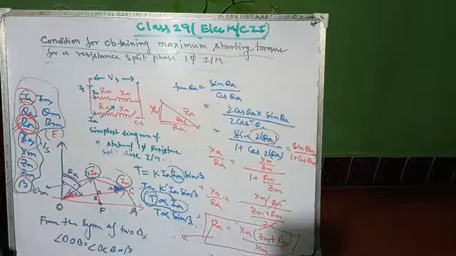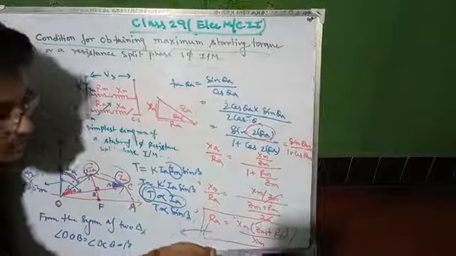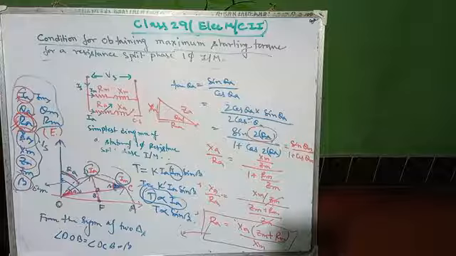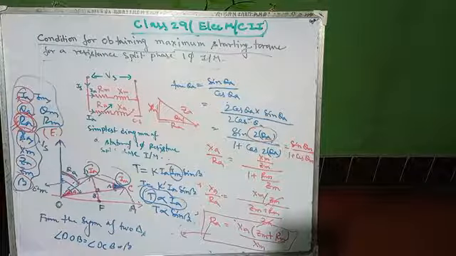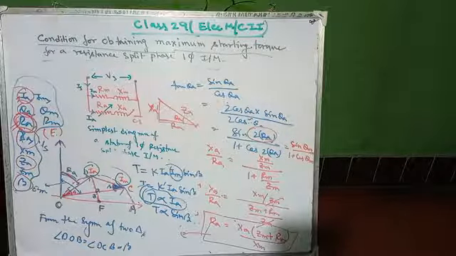So for generating the maximum starting torque, we should apply RA, which will be equal to XA into ZM plus RM divided by XM, okay? It will be your answer. So this is all about the theory, the condition for obtaining maximum starting torque for a resistance split phase induction motor, and this theory is very important for your exam purpose.